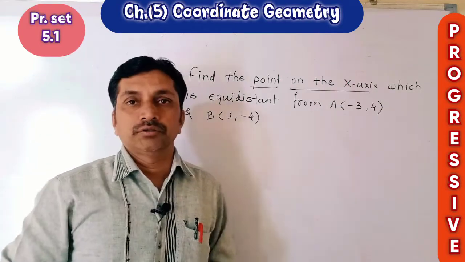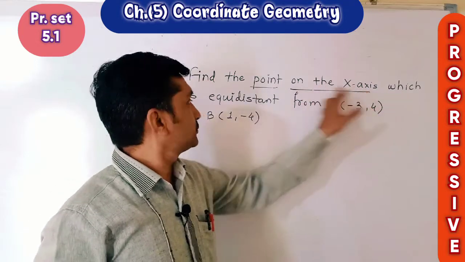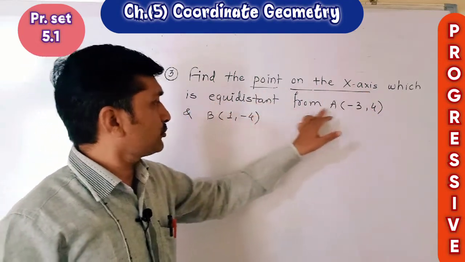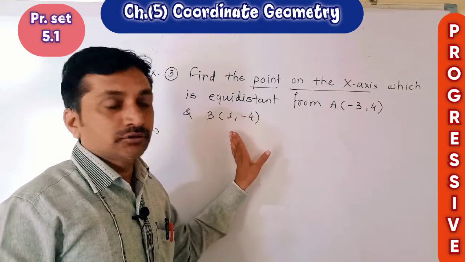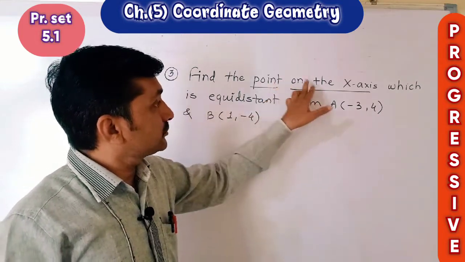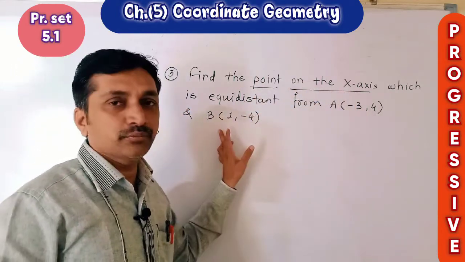In this video we are going to study example number 3 from practice set 5.1. Let's see the example. Find the point on x-axis which is equidistant from A and B. Here two points are given, A and B. The point on x-axis is equidistant from A and B.